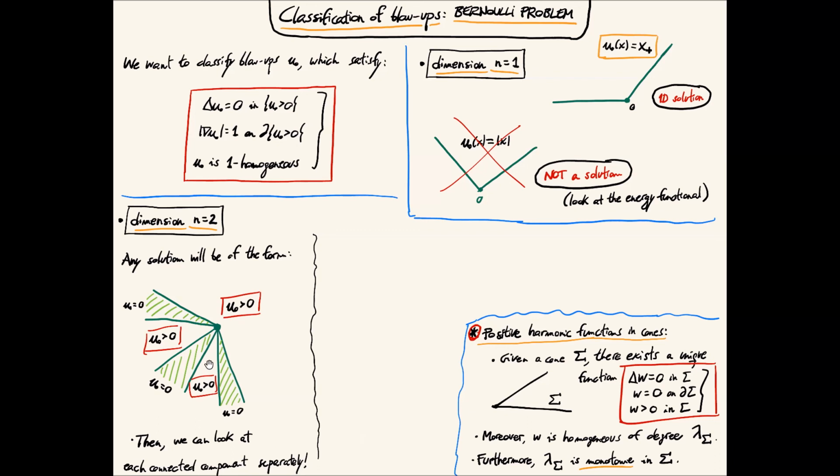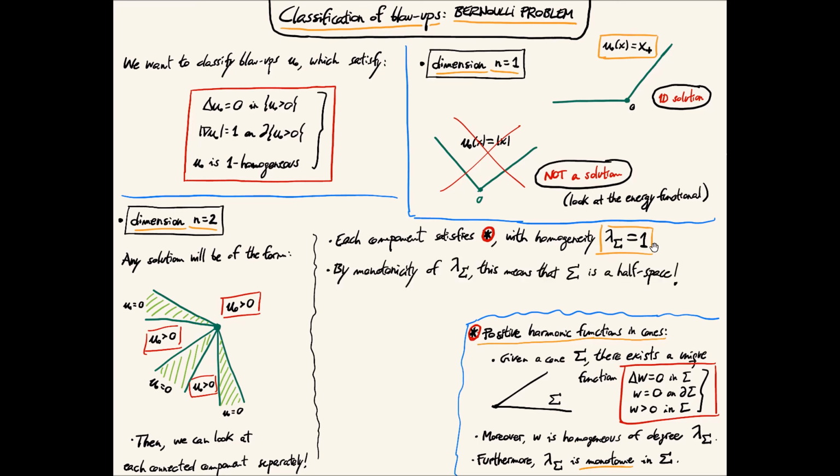Okay, so for each of these cones, we have a harmonic function which is positive inside the cone and it's homogeneous of degree 1. So we already know the homogeneity. We already know this lambda. So this must fix the cone. And this is indeed what we see. So simply by using this on each of the connected components, we see that each of the connected components satisfies these three properties with homogeneity 1.